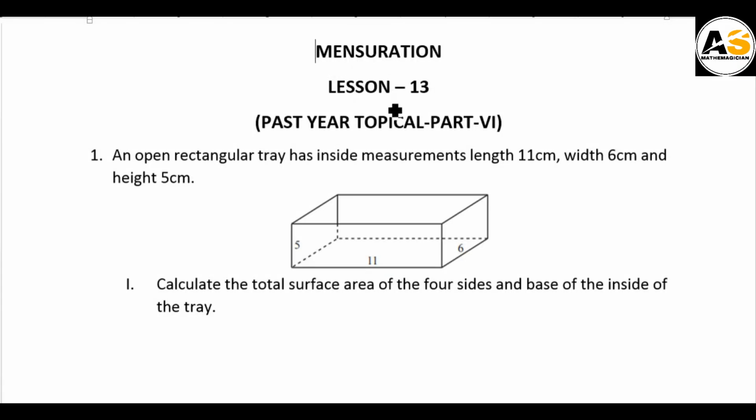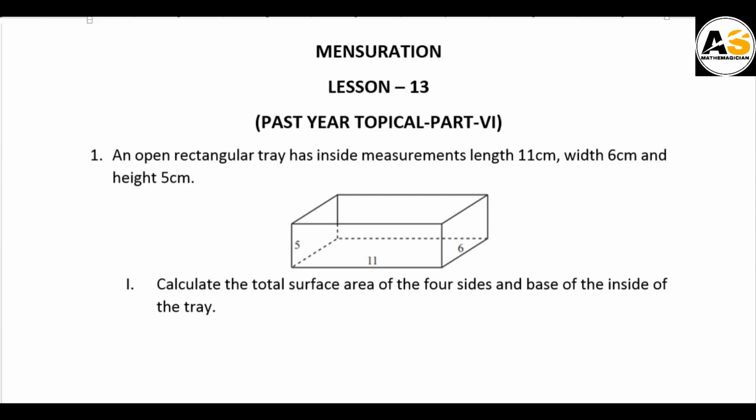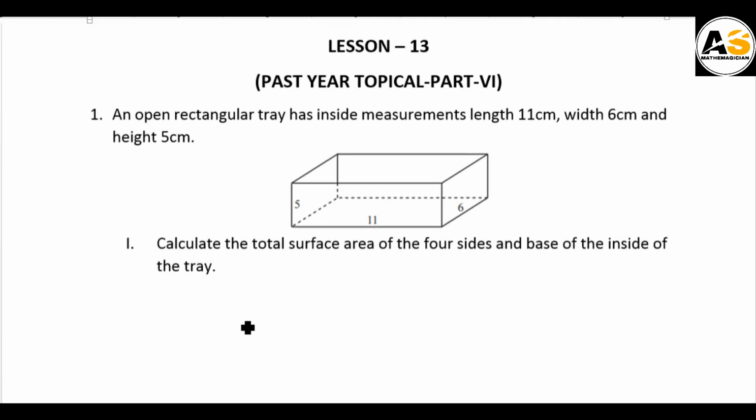Lesson number 13, past year topical part 6. Question number 1. An open rectangular tray has inside measurement of length 11 centimeter, width 6 centimeter and height 5 centimeter. This is open from here. This is open top. It has a base and it has 4 walls. We have to calculate the total surface area of the 4 sides and base of inside the tray.